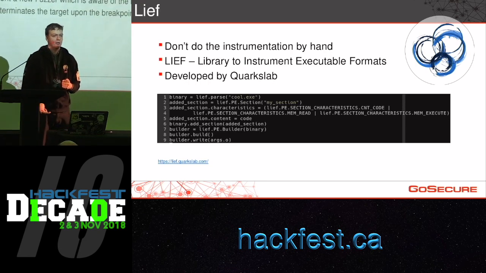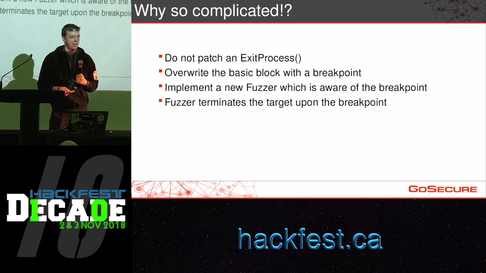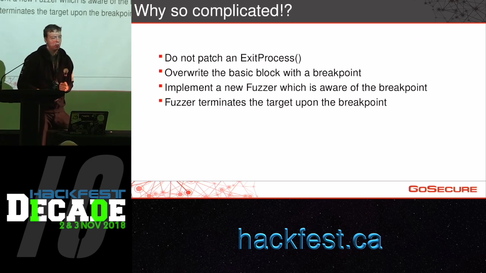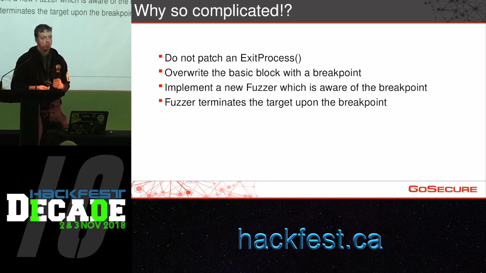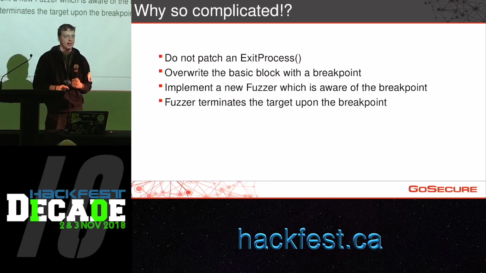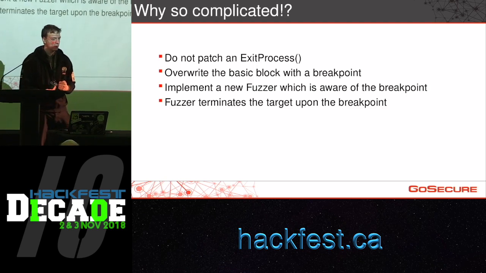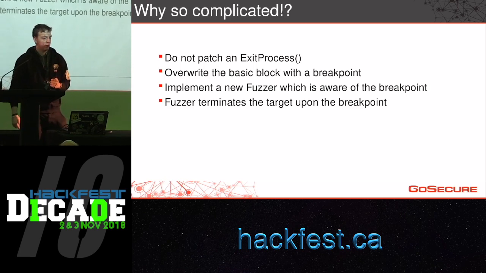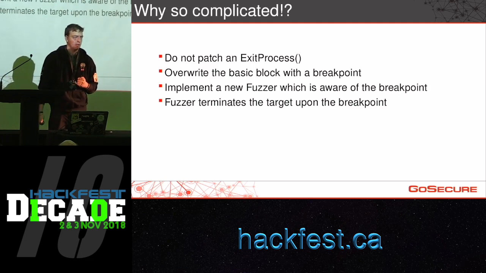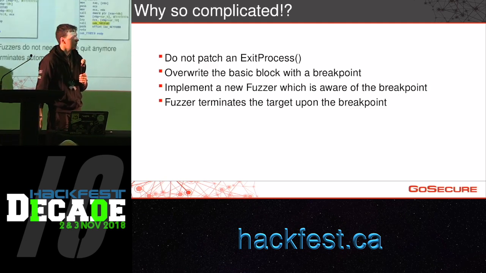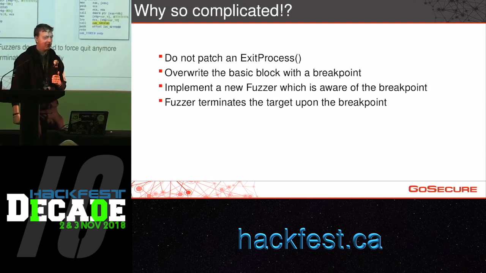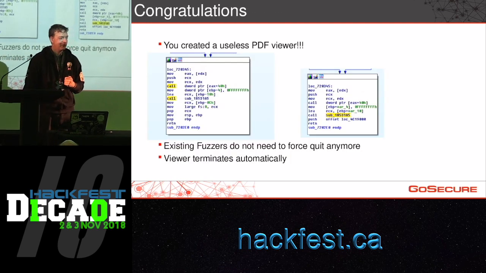But again, why is it so complicated? Why do we have to patch an exit process? As I said, I'm trying to make use of existing fuzzers as much as possible, but in my case, I wanted to write my own fuzzer anyway. So what I can do is override this basic block not with exit process, but with a breakpoint. And the breakpoint is a 1-byte instruction in 32-bit. It's hex CC. Now all I need to do is write a new fuzzer that is aware of the breakpoint that occurs in our binary, which most fuzzers are not aware of. But if you want to implement your own fuzzer from scratch, that's something that you can do. In the end, if you have chosen to write the exit process, congratulations, you created a completely useless PDF viewer, right? It closes itself, so you will never be able to use it again, but you will be able to fuzz it better.